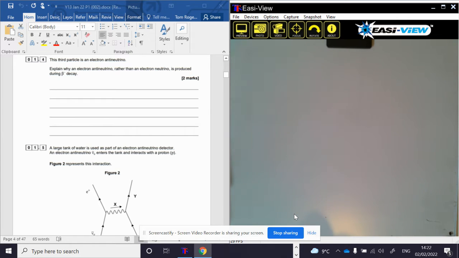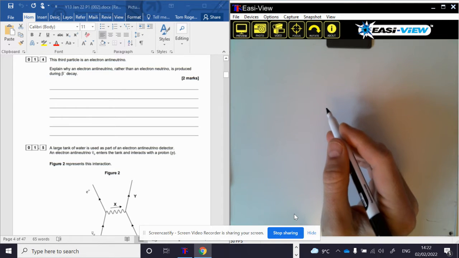So we're moving on through the same question, and this time we're asked about the third particle. We're told that the third particle is an electron antineutrino, and we're asked to explain why. Why is it an electron antineutrino rather than an electron neutrino produced during the beta decay?